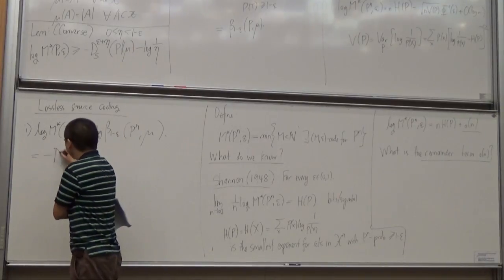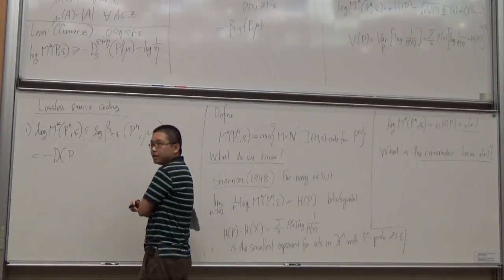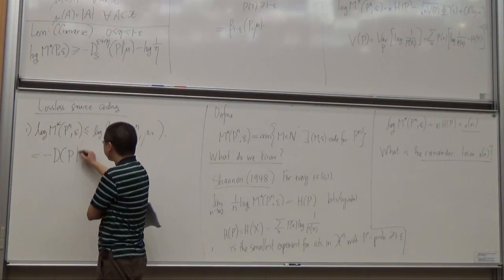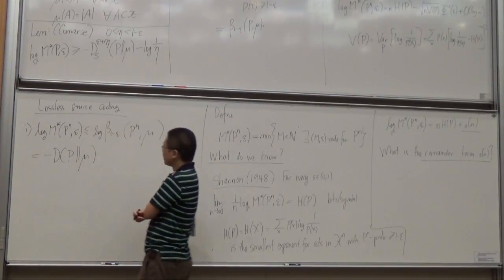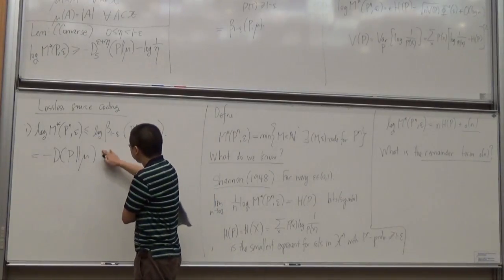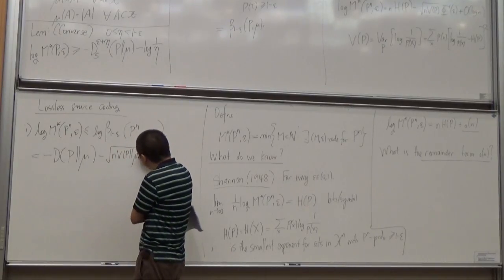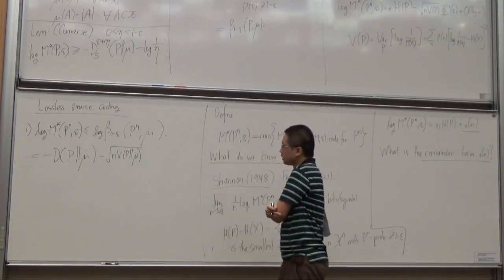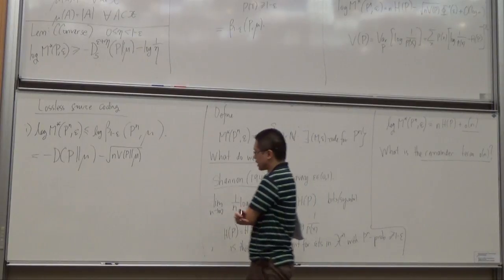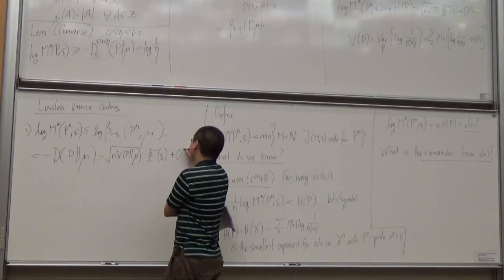Minus divergence, P. But now we have to be careful. This is not Q. This is the counting measure. All right. So we basically insert the counting measure here. All right. And that was minus, right? Minus root n Vp. This is the relative entropy variance. Okay, from the discussion just now. V inverse epsilon and O log n.